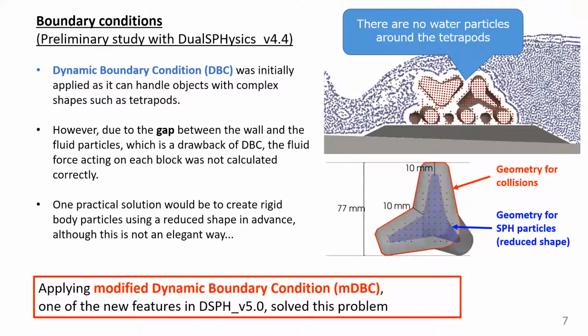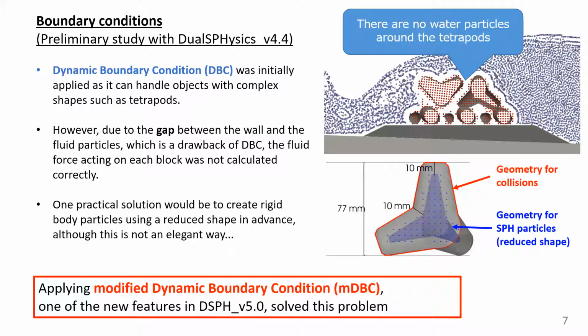Next, we move on to the boundary conditions. Initially, we applied dynamic boundary condition to the boundary for the tetrapods, because it can easily handle objects with complex shapes. However, the dynamic boundary condition generates gap between the wall and the fluid particles. As shown in the upper figure, there are no water particles around the tetrapods. As a result, the fluid force acting on each block was not calculated correctly.